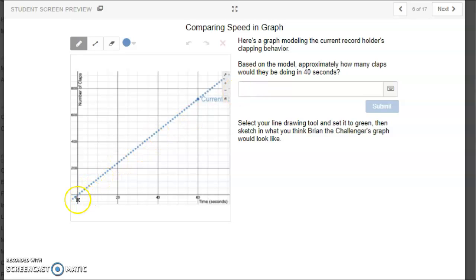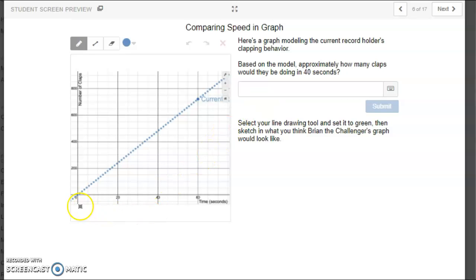Okay, now here is a graph modeling the current record holder's clapping behavior. Okay, look what's happening here. He's starting with 0, and then at 60 seconds, this is 600 and this is 800, so 721, I believe was the number, is approximately here, and that's where that point is. Okay, so based on the model, approximately how many claps would they be doing in 40 seconds?